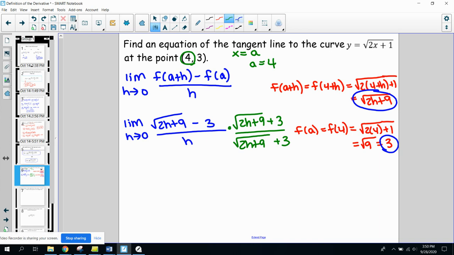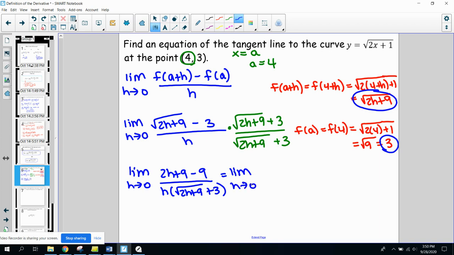All right, so this is going to give me the limit as h approaches 0. If I FOIL out this top, I'm going to get 2h plus 9 and then minus 9. On the bottom, I'm just going to have h times the square root of 2h plus 9 plus 3. All of this should just be a quick review. If I try to simplify this, the 9s will cancel. So I have 2h over this bottom.